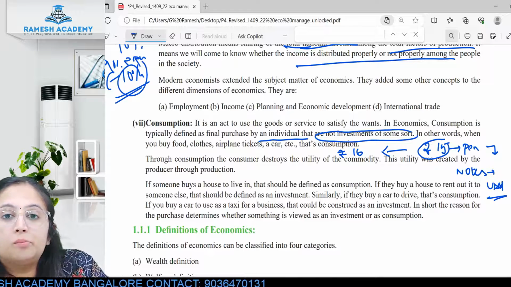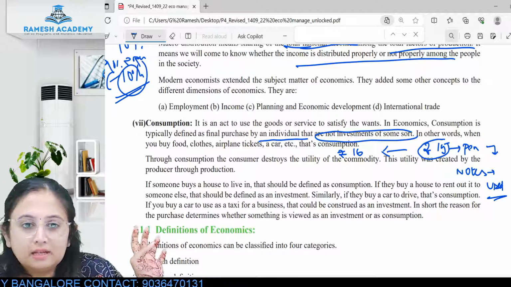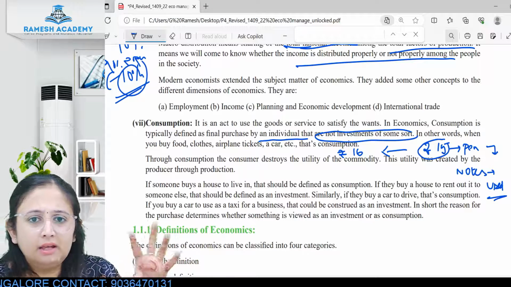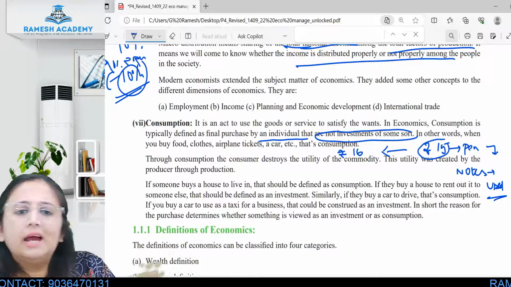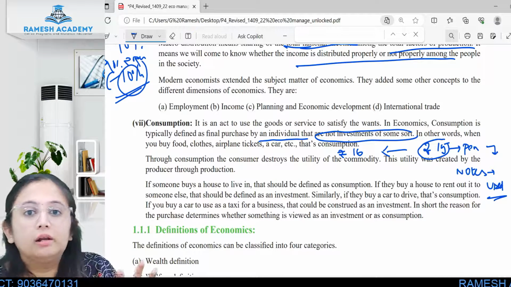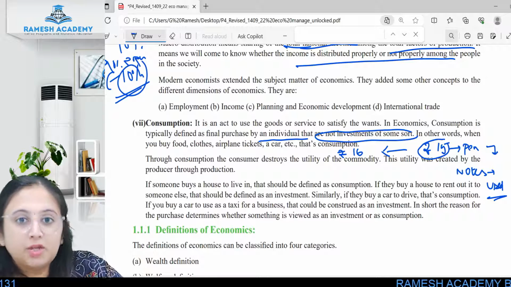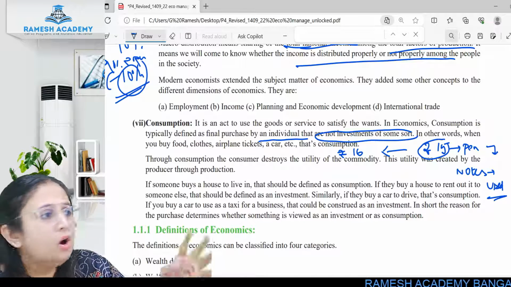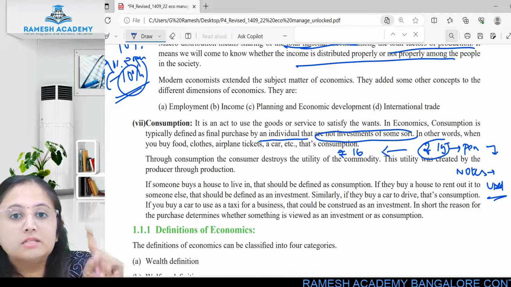But that 5 lakh rupees I will withdraw from the bank. I will go buy all the necessary things like a TV, laptop, a sofa set. Everything I will buy and I will clear. That 5 lakh rupees is gone. This is consumption. But if I invest that 5 lakh rupees in shares of a company or invest somewhere else or keep it as a fixed deposit, that is not a consumption. That is just an investment.